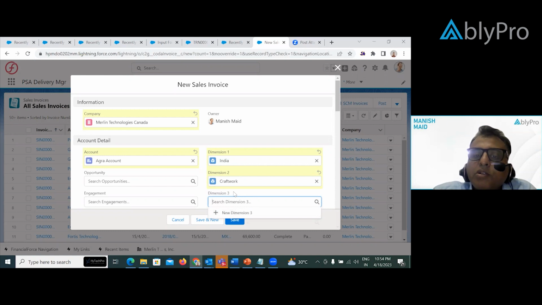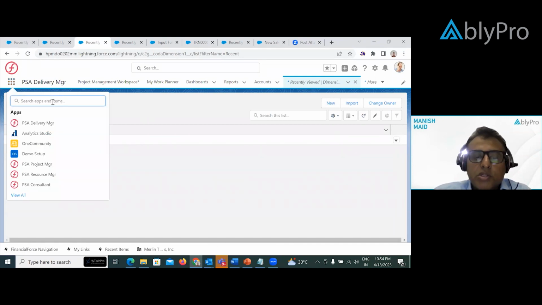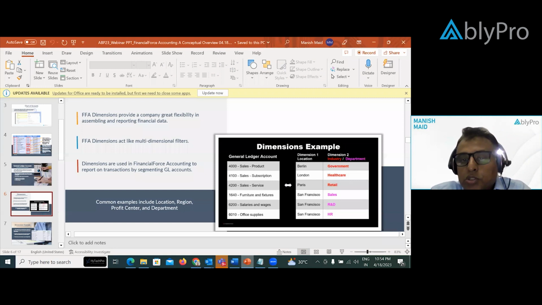You can select an existing dimension, or you can create dimensions directly on the fly here, if you have not already created them in the system. Dimension 1, dimension 2, you can go and create new dimensions here. So you have an option to create dimensions 1, 2, 3, 4. When you create a transaction, when you create a document, you can select the dimension there. These dimensions get posted to the actual transactions, and then they allow us to have greater reports on those.